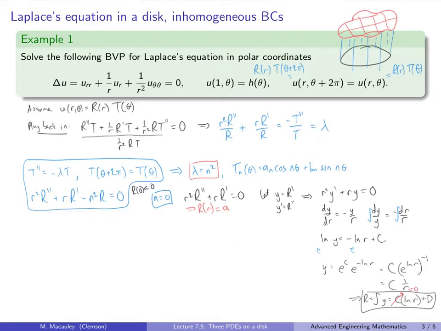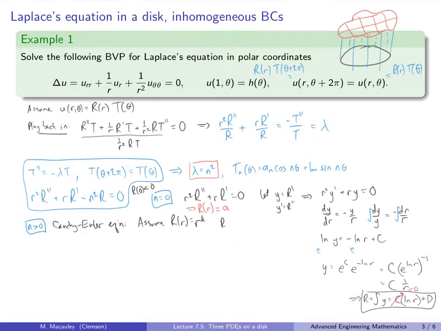But the next case is when n is positive. And in this case, we have what I said before. This is a Cauchy-Euler equation. And remember how we do this. We always assume that r of little r equals r to the k. I think before I did x to the r, but now r is our variable. So r to the k.